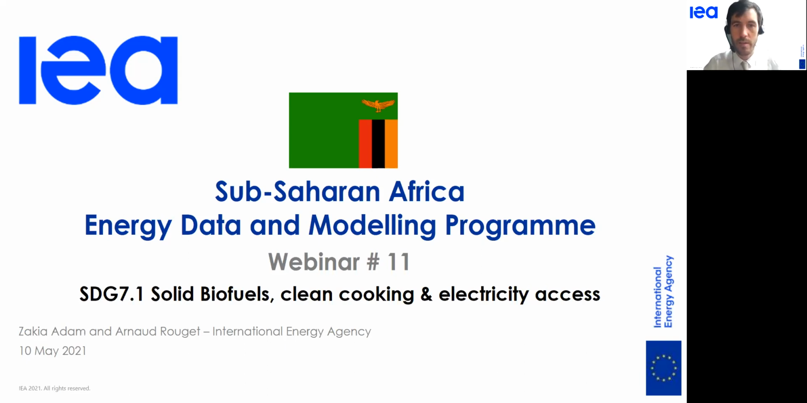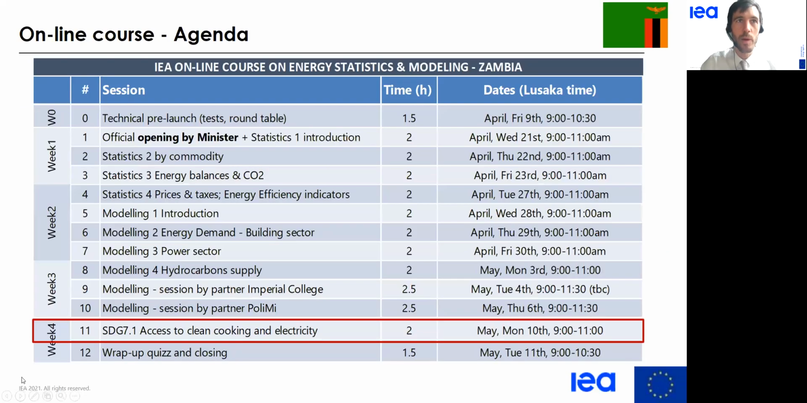And today we will discuss a very key topic to Africa and to other parts of the world, which is the SDG 7.1 topic of energy access. And energy access includes two main streams. The first one is access to clean cooking, and that's why we'll discuss a lot solid biofuels. And the second one is access to electricity. So I hope this session will interest you. We will hear from Zakia on the first topic of solid biofuels and cooking, and then I will present on electricity access.